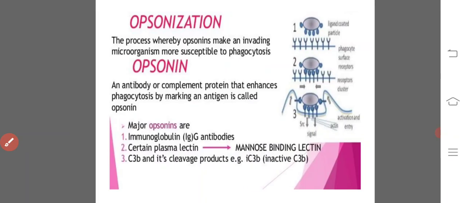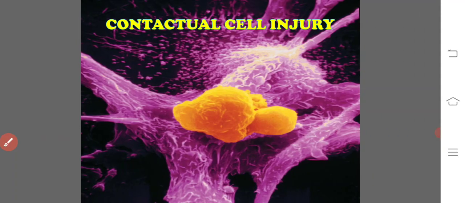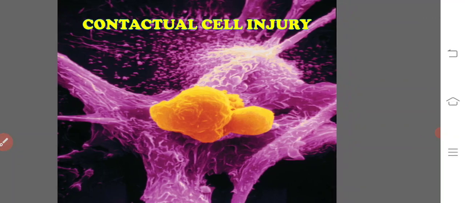And coming to the contact cell injury, phagocytes can kill neoplastic cancer cells upon direct contact without any phagocytosis process. This is known as the contact cell injury.